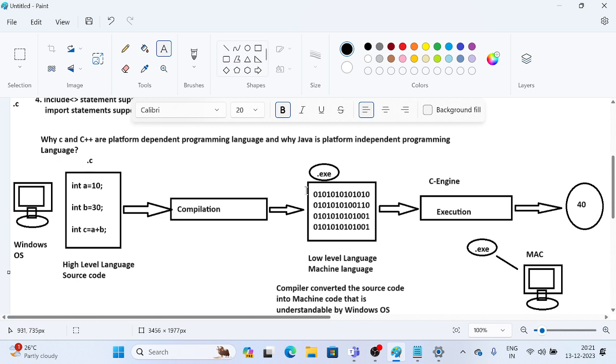If the machine code is produced in the Windows operating system, you can run this machine code or .exe file only in the Windows operating system itself. You cannot jump platforms. Here we are trying to transfer this code over a network to a different person who is operating on a different operating system. If he tries to perform the execution, it will fail. That's why it is called platform dependent.